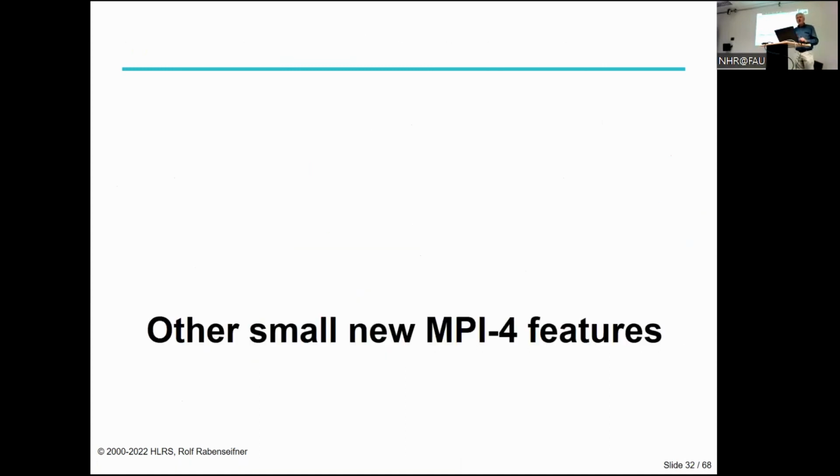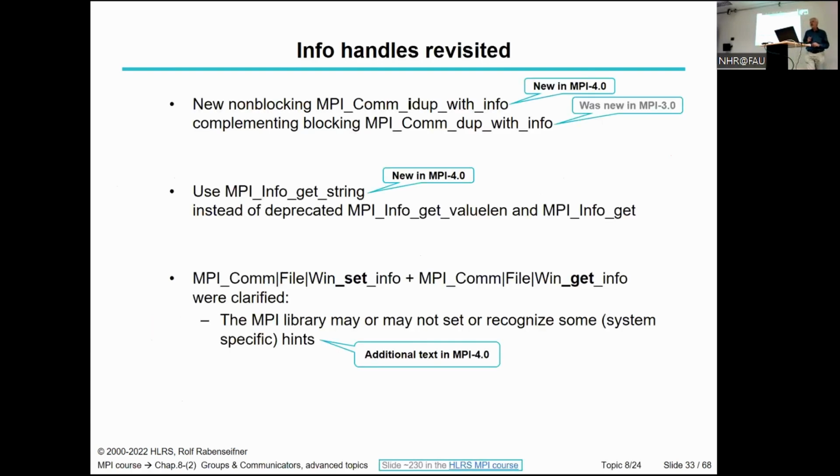And other small new MPI 4 features are, for example, the info handles. They substituted the routine to analyze an info handle. They introduced the routines MPI info get string, which is using a more friendly way to handle strings, maybe in C.